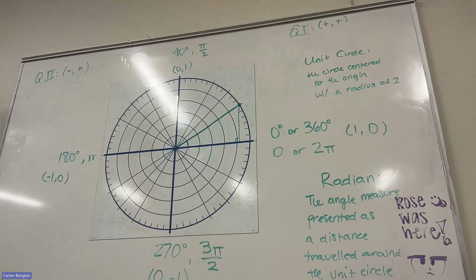So there are 2 triangles that we need to understand and discuss. One of them is going to be a 30-60-90 triangle. And the other is going to be a 45-45-90 triangle.